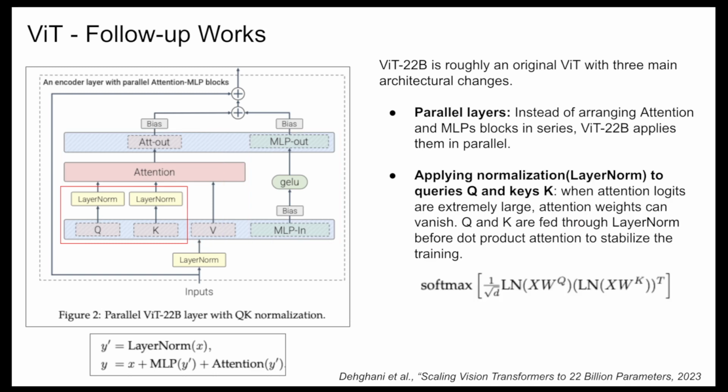Another ingredient for achieving this scale is applying normalization, LayerNorm, to queries and keys. When attention logits are extremely large, attention weights can vanish. So query and key are fed through LayerNorm before dot-product attention to stabilize the training.